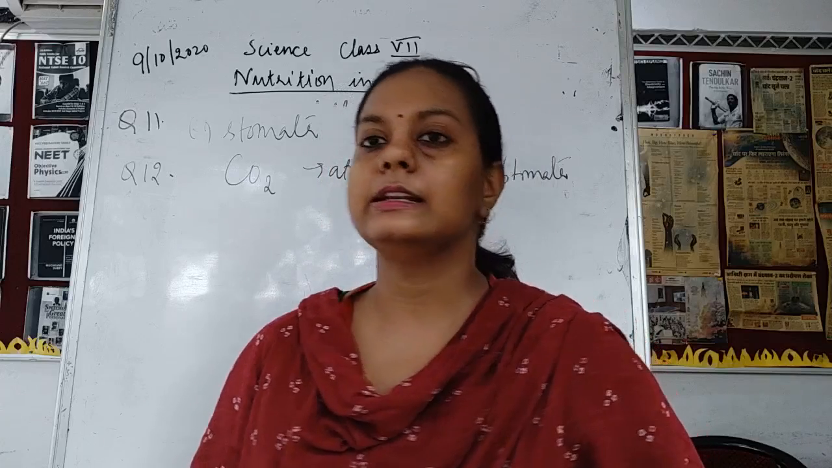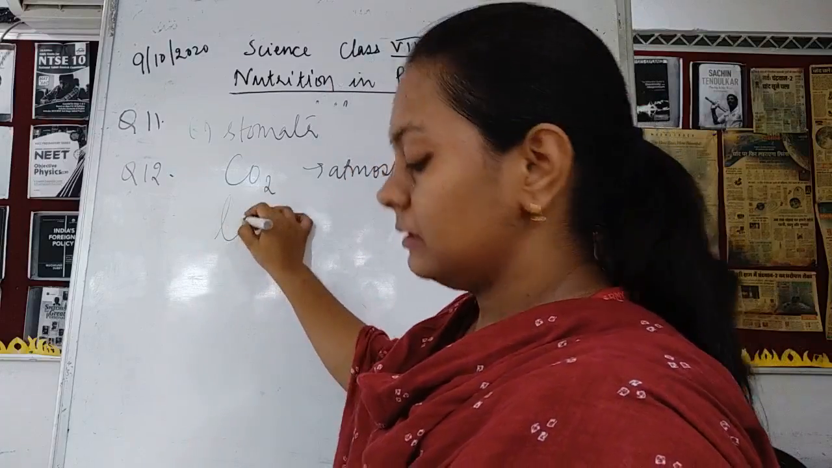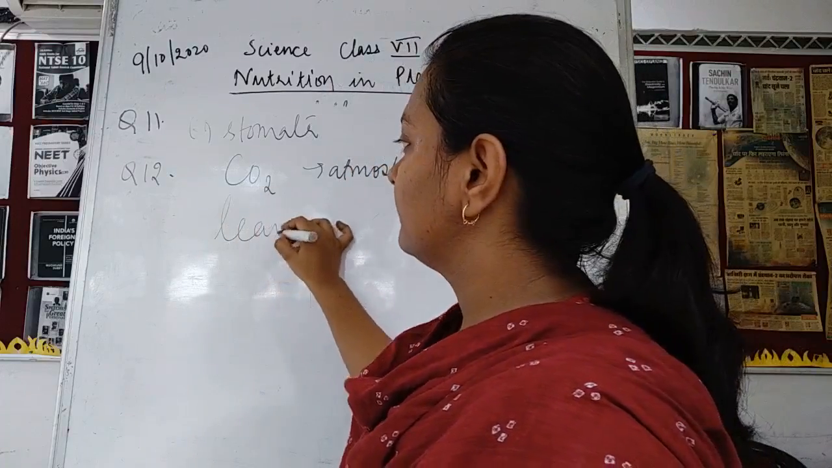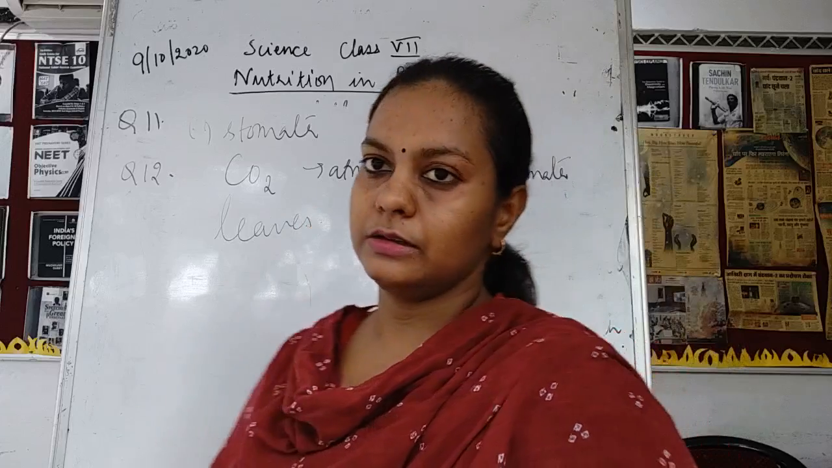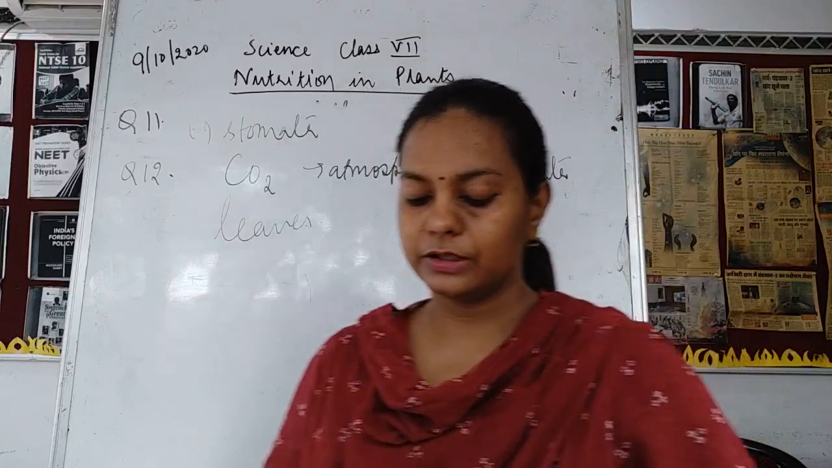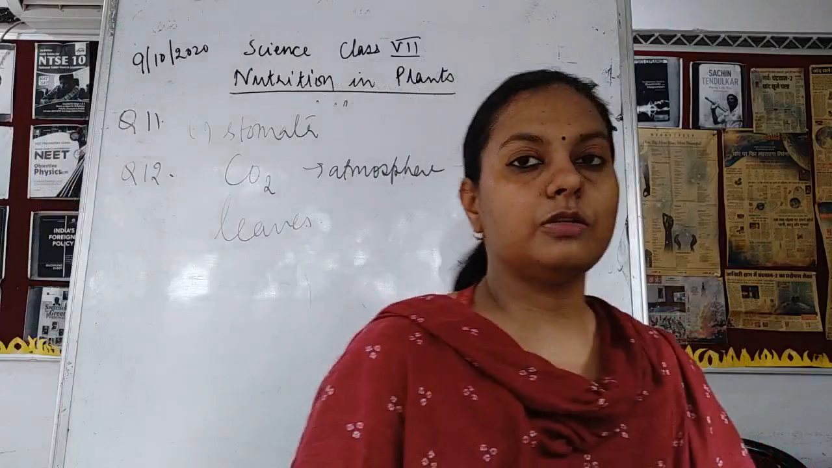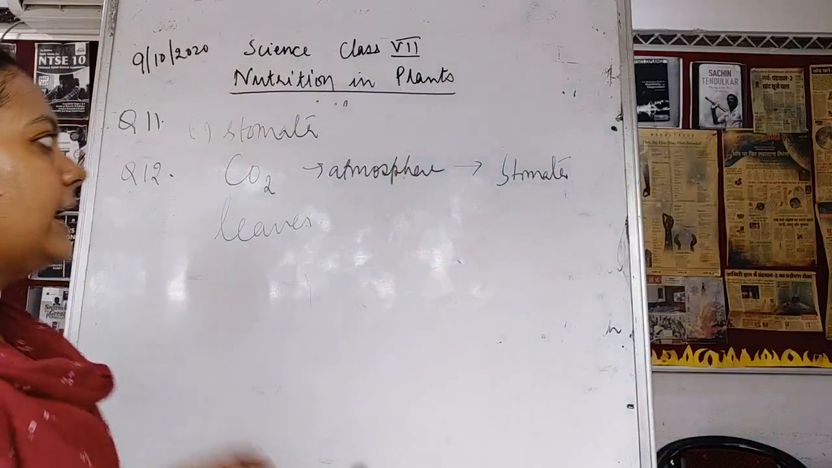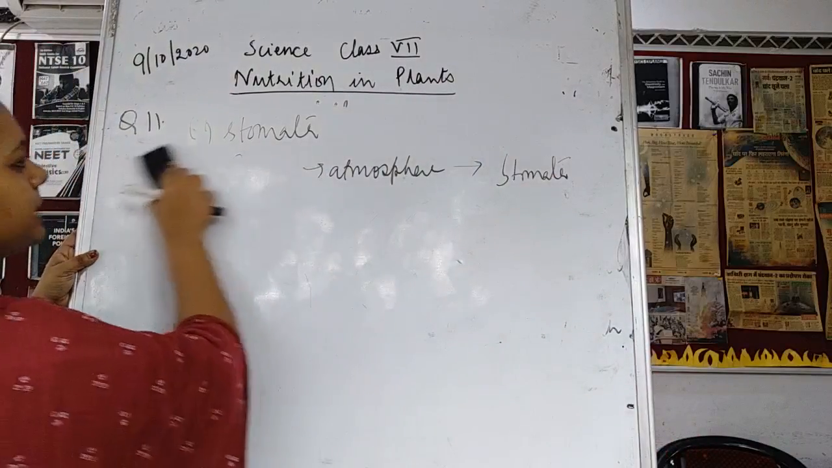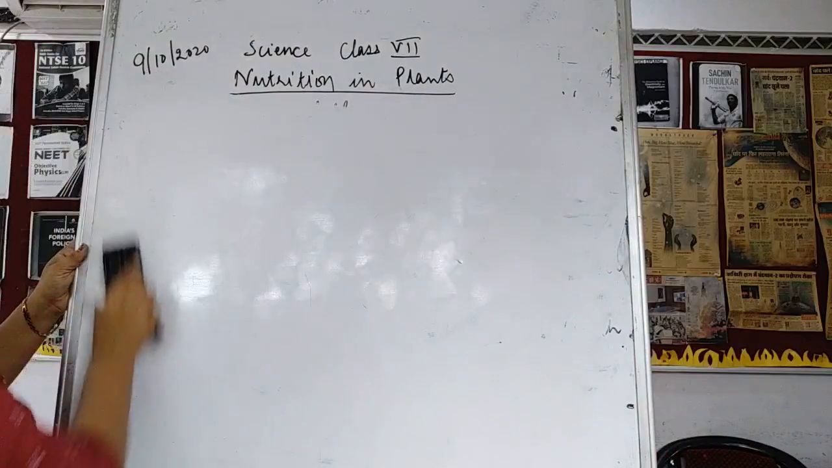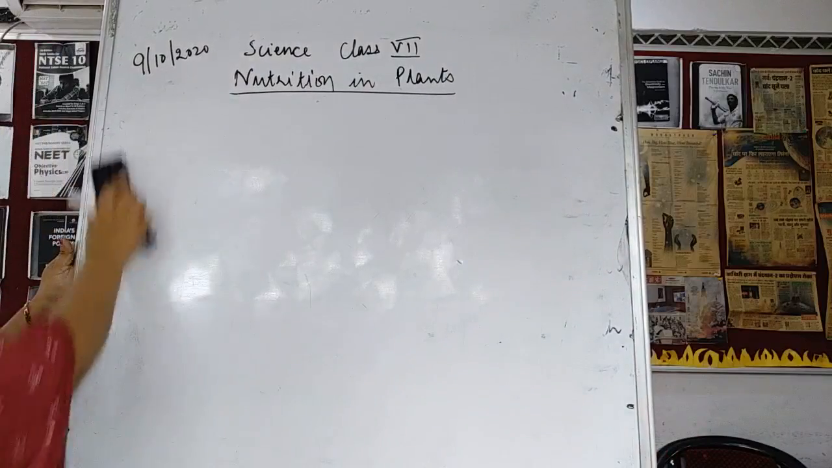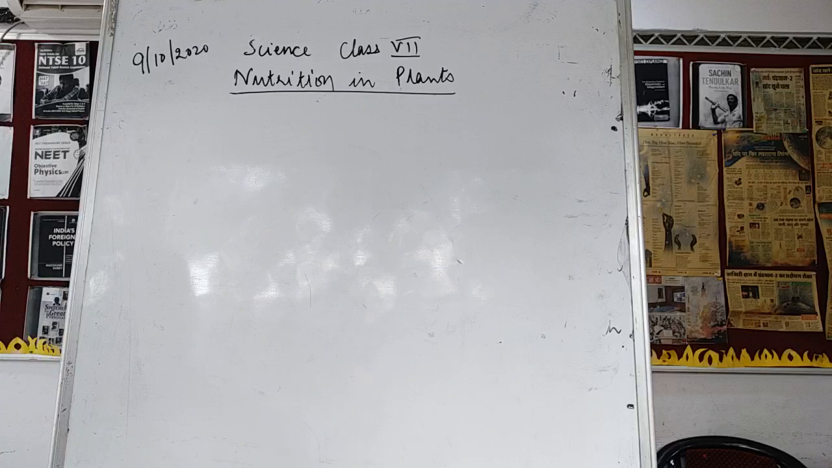So the answer is leaves. The last option, that is the fourth, leaves, is the right answer. So leaves are the right answer for this question. Here the carbon dioxide and oxygen are taken up by the stomata, and where is stomata present? Stomata is present in the leaves. So leaves is the right answer for this question. Now I move on to the last question, that is question number 12.